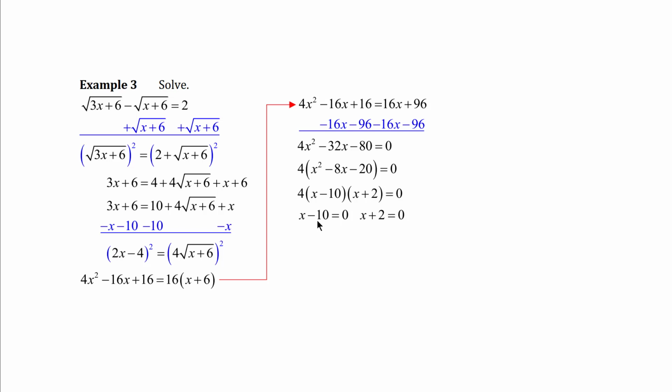Solving the first equation for x, we just add 10 to both sides of the equation. The result is x equals 10. Next, we solve the second equation for x. We subtract 2 from both sides of the equation. The result is x equals negative 2. After verifying the solutions, x equals negative 2 is not going to be a solution. The only solution we have is x equals 10, so we write our final answer in set notation with a set of curly brackets and 10 on the inside.